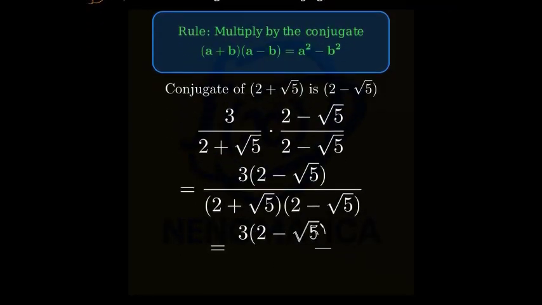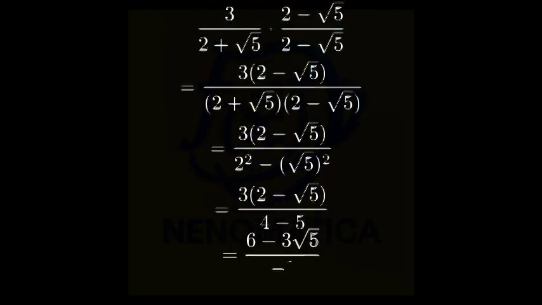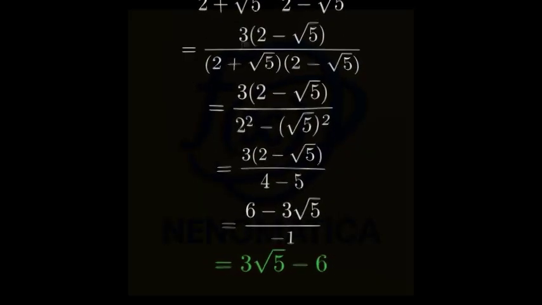Then expand. The numerator becomes 3 times the binomial in parentheses. The denominator becomes a difference of squares. Now simplify the denominator and distribute the 3 in the numerator.